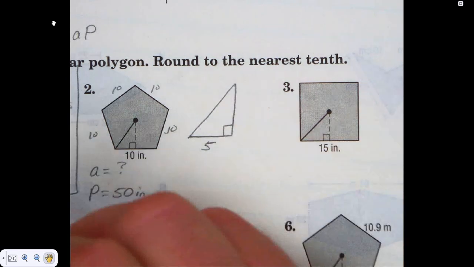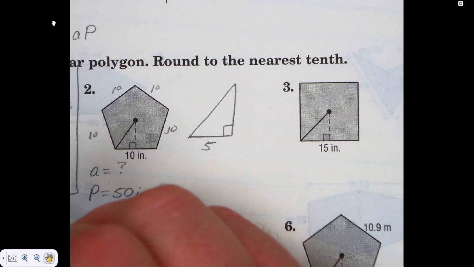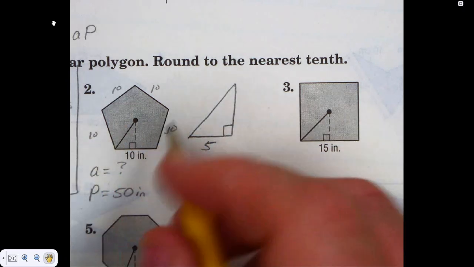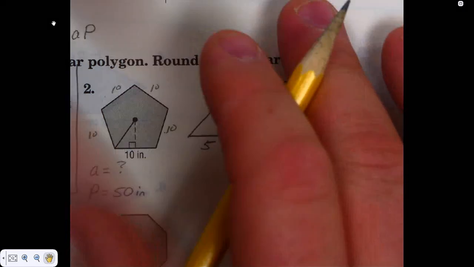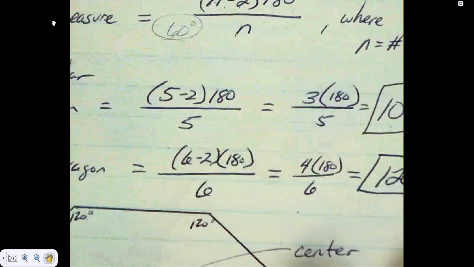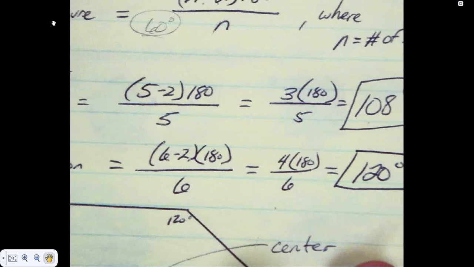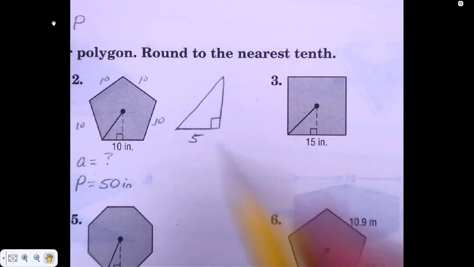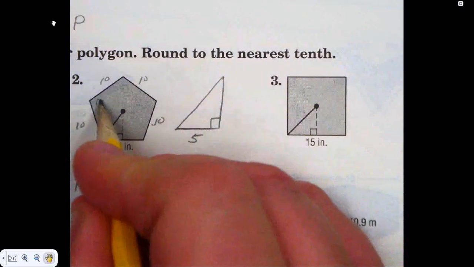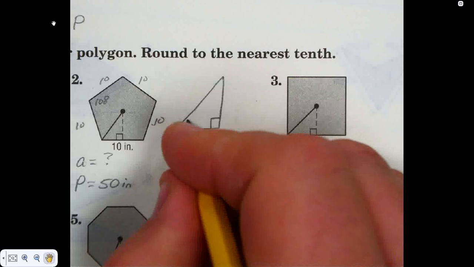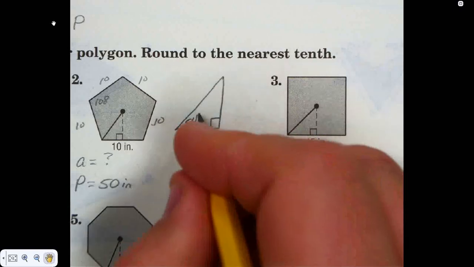What is this angle going to be? How many sides does it have? When we put that into our formula, what did we get when we did it last time? We did 5 minus 2. We got each vertex angle to be what? 108. So we know each vertex angle is 108. So what's half of the 108? 54.